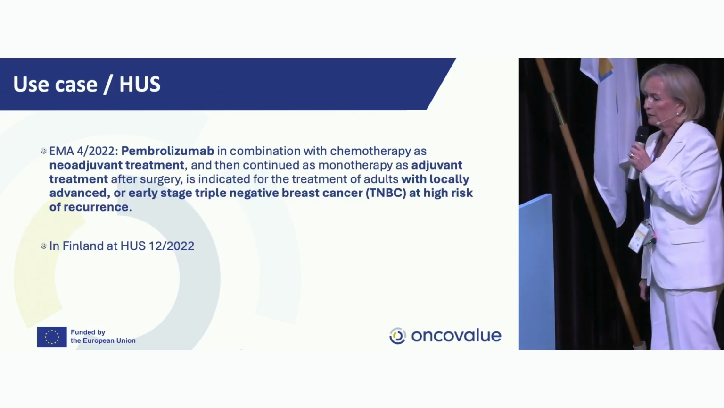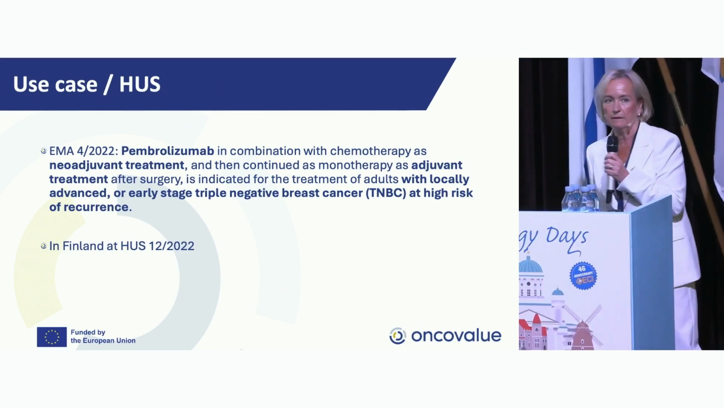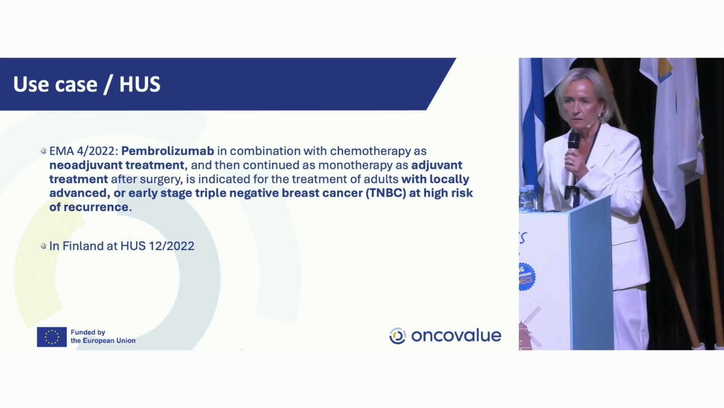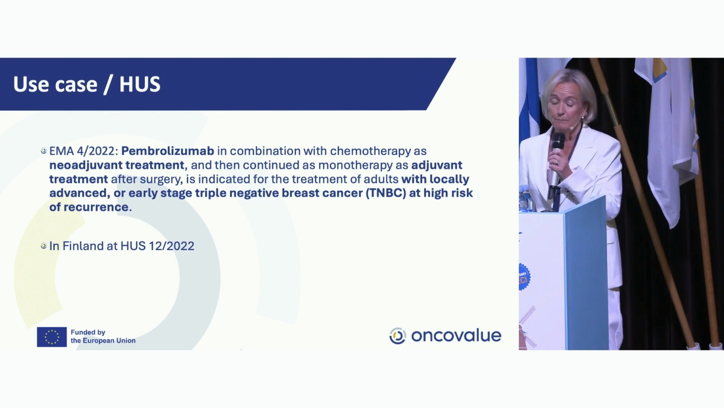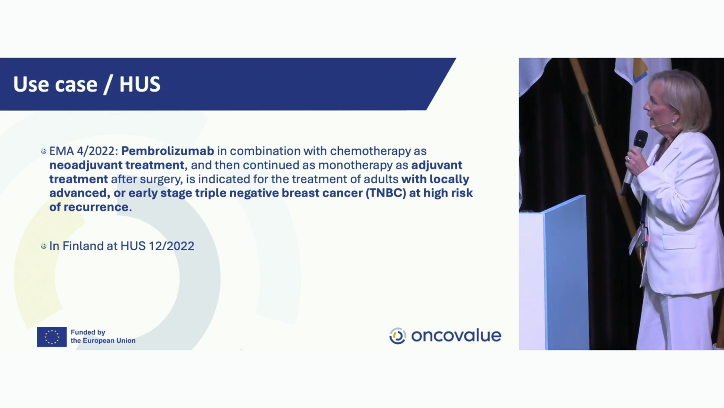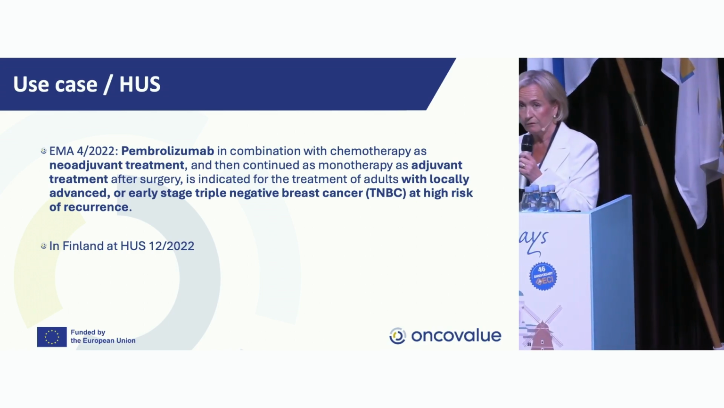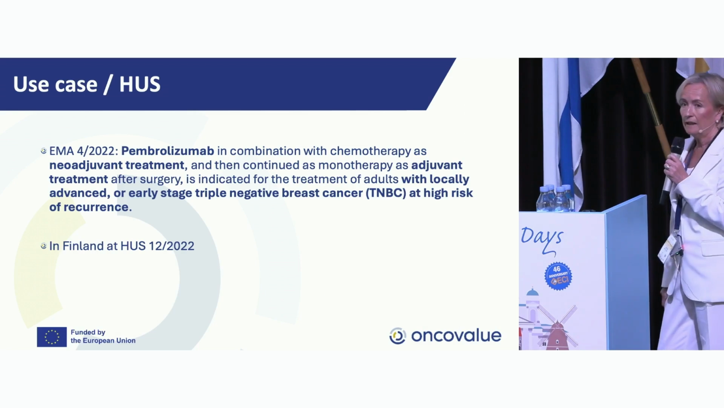So our use cases are in breast cancer, and the first case is in early breast cancer, because it's easier to learn to do this in the beginning of the patient path, because the data is simpler in the beginning of the path than during the following path. And we chose as the use case pembrolizumab in the adjuvant treatment of early breast cancer. And pembrolizumab received the indication from EMA in April 22.